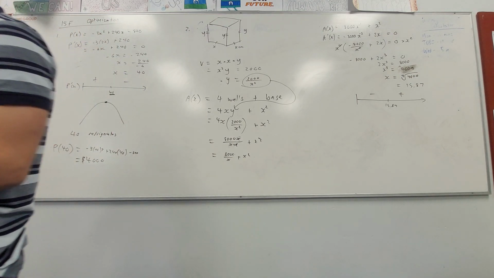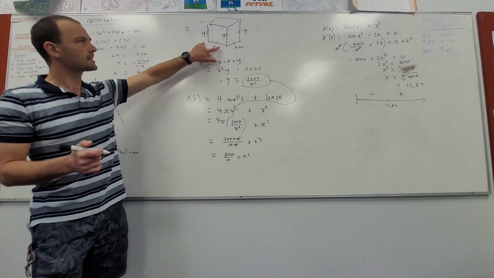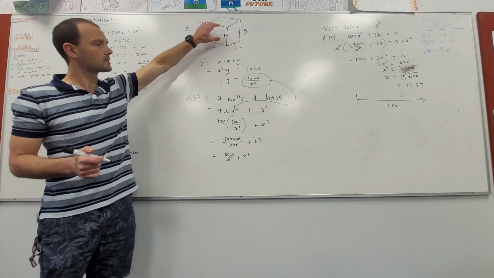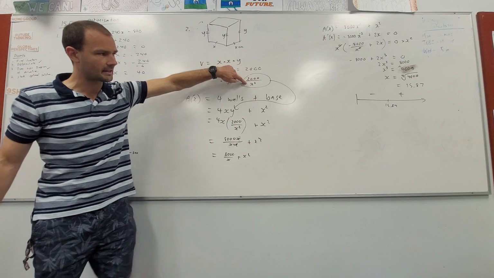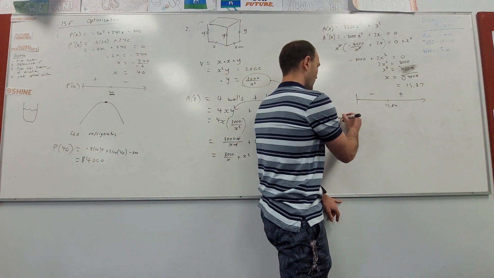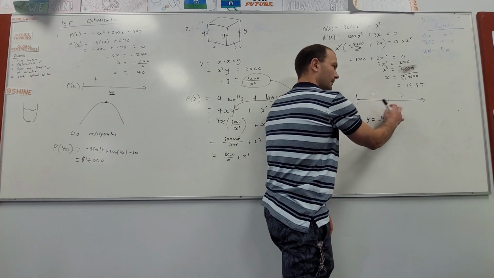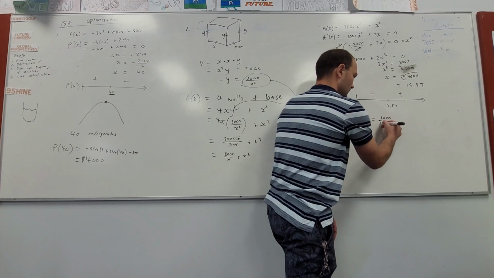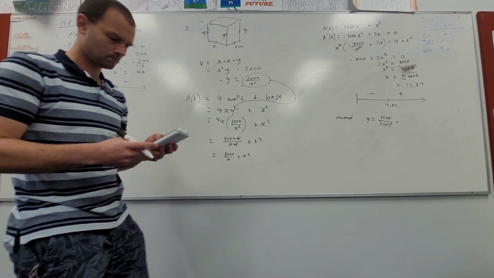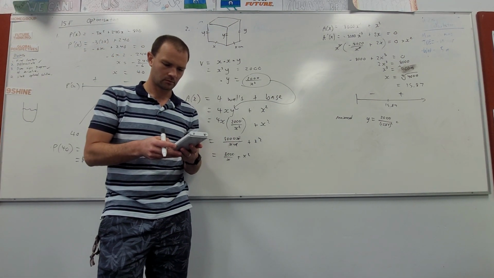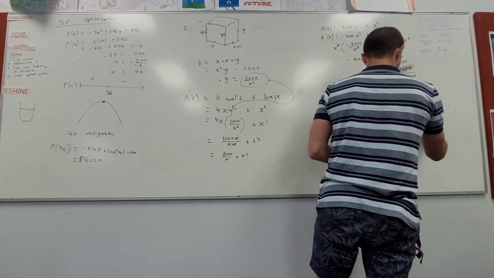So the question asks us, find the dimensions of the box which minimize its surface area. Well, the x value is 15.87. What's the y value? Well, the y value is 2000 divided by x squared. So it's minimized when y is 2000 divided by 15.87 squared. Put that into our calculator. And we've got 7.937. I'll round that to 7.94.